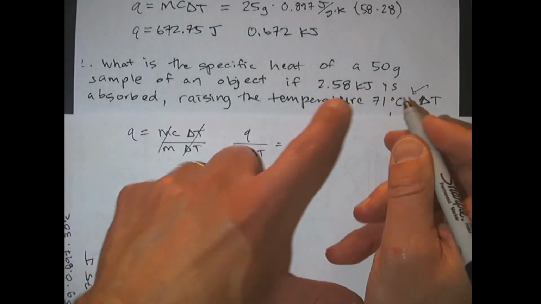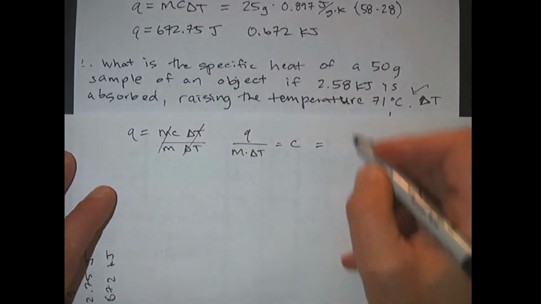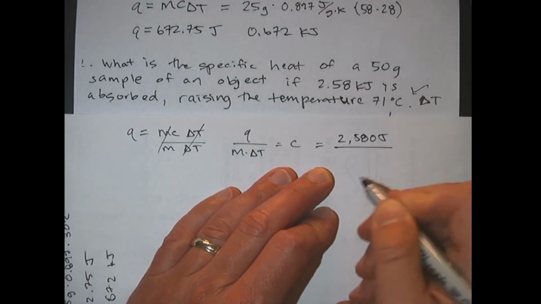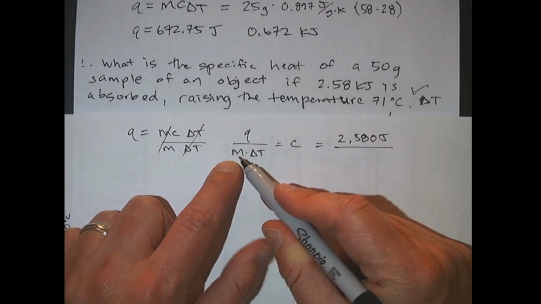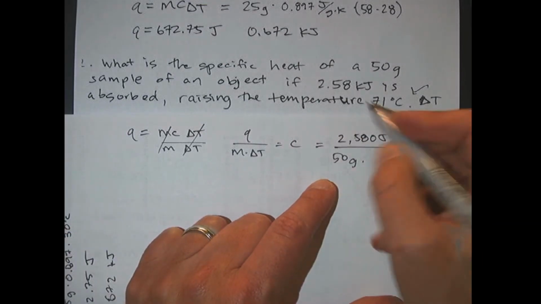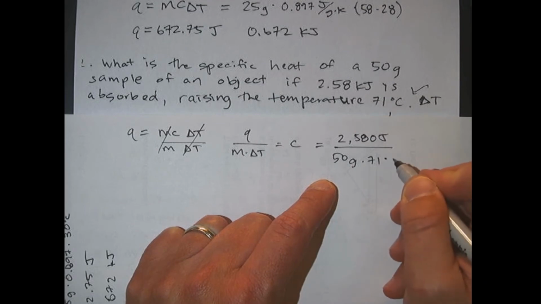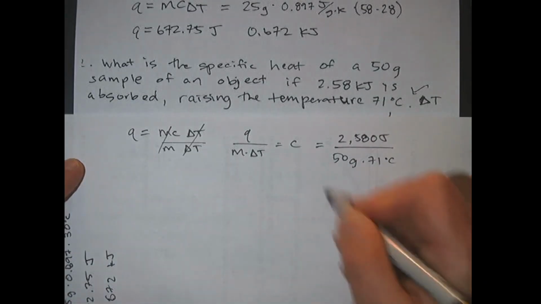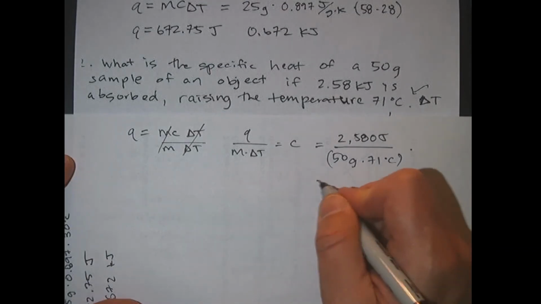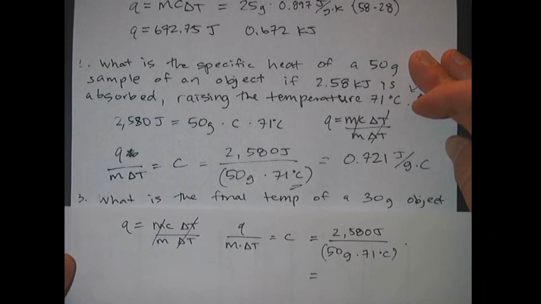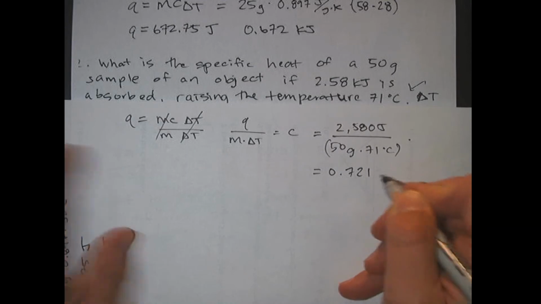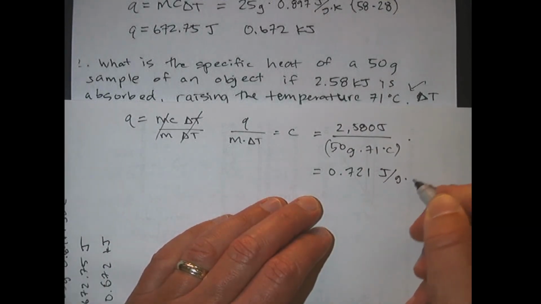So I've got to plug the numbers in now. Let's see. The Q is 2.58 kilojoules. You got to convert that to joules. So that's 2,580 joules. The mass of the sample is 50 grams. And the temperature change was 71 degrees Celsius. It went up 71 degrees. So do the bottom part first, although technically it doesn't really matter. Shove the numbers in, and you will find that you get, let's see, specific heat equals 0.721 joules per gram times Celsius or Kelvin.